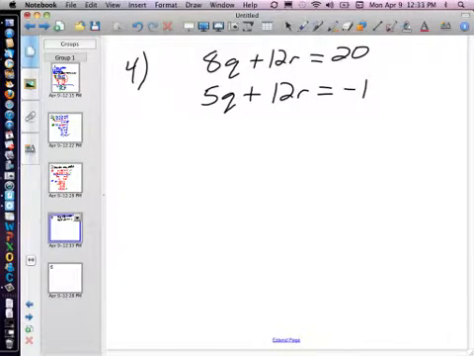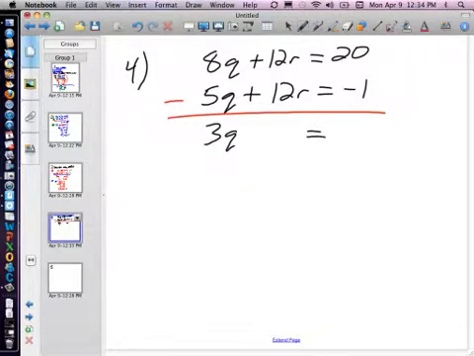Okay, so again, we're going to ask ourselves, well, what operation is going to eliminate the variable? So if we try addition here, we're going to get 13q and 24r. None of the variables will be eliminated, so we're not going to use addition. So we're going to try subtraction. In this case, 8q minus 5q is 3q. 12r minus 12r is 0. And 20 minus negative 1 is 21. Remember, that was minus a negative, so we had to add that. Now we're going to divide both sides by 3, and we get q equals 7.